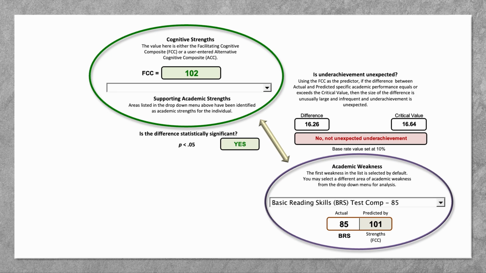Now, we can't just subtract 5 points from the critical value every time, because then we would start over-identifying kids. What we can do, and need to do, is take a closer look at all of our data when the difference score is within about 5 points of either side of that critical value.